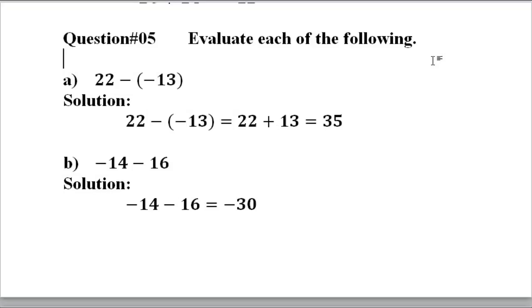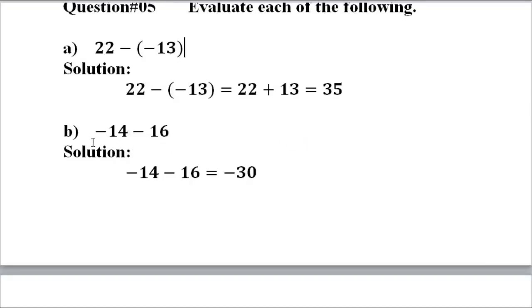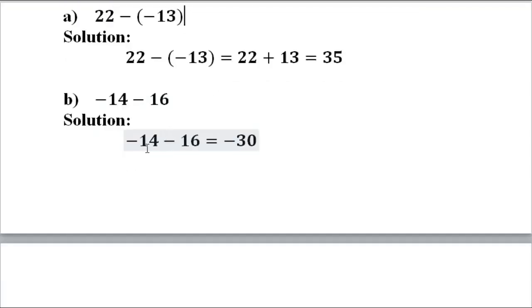Now let's return to the question. The first part of the question is 22 subtract negative 13. Since the negative of a negative is a positive, the statement simplifies to 22 plus 13, which equals positive 35. The second part of the question is negative 14 subtract 16. Since both integers have negative signs, we will add these two integers, but the answer will have a negative sign. Therefore, negative 14 subtract 16 equals negative 30.